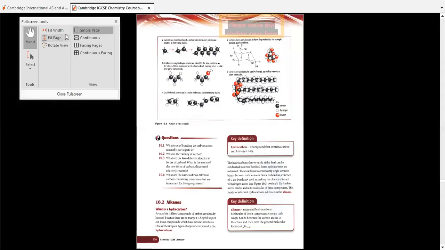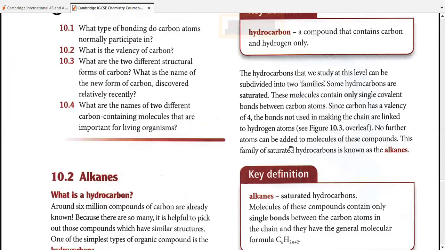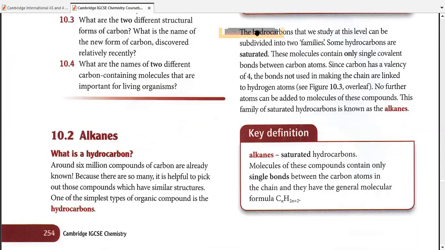Just let me maximize it and we can get started. So we were supposed to start our organic chemistry with the topic of alkanes.